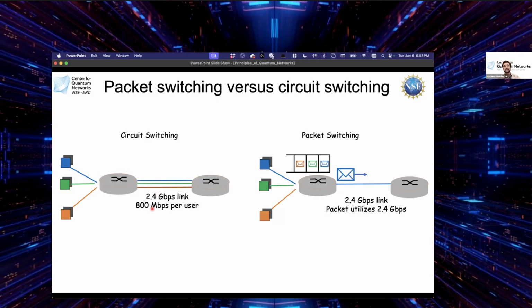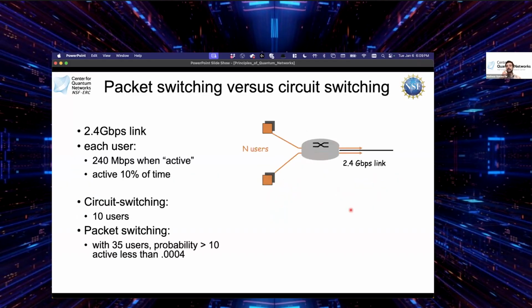In packet switching, the idea is different. We are again looking at a single link of bandwidth 2.4 gigabits per second, but now the router has a queue of packets that is being fed by the users. Whenever this link is available, the router selects one packet in its queue and transmits it through the link. Again, each packet will utilize the whole bandwidth of 2.4 gigabits per second of the link when it is being sent through.